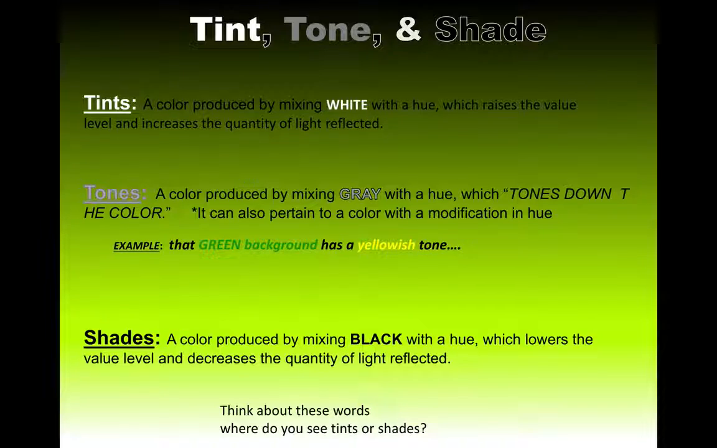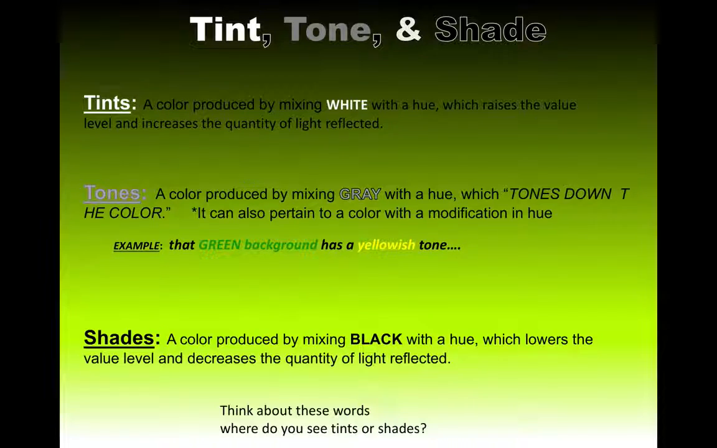So now we're going to move into three other terms I think are important: tints, tones, and shades. I teach a color theory class, and I also teach basic color theory within my painting classes and my drawing classes. But these three are very important for you to know. A tint is a color produced by mixing white with that hue, and it raises the value level and increases the quantity of light reflected. So if we had the hue red and we wanted to make it pink, it would then be a tinted red, or you would call it pink.